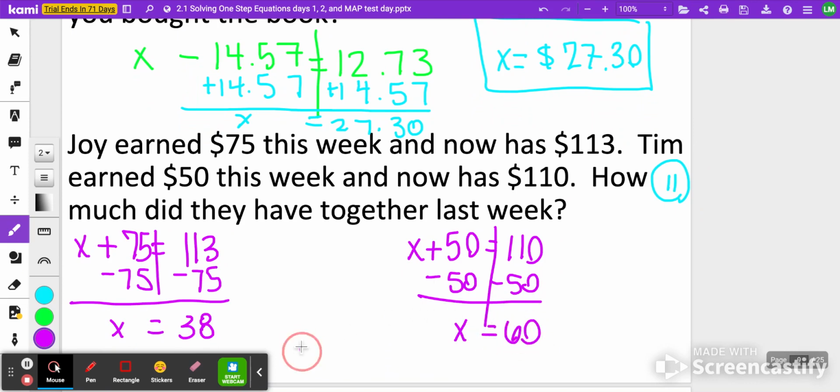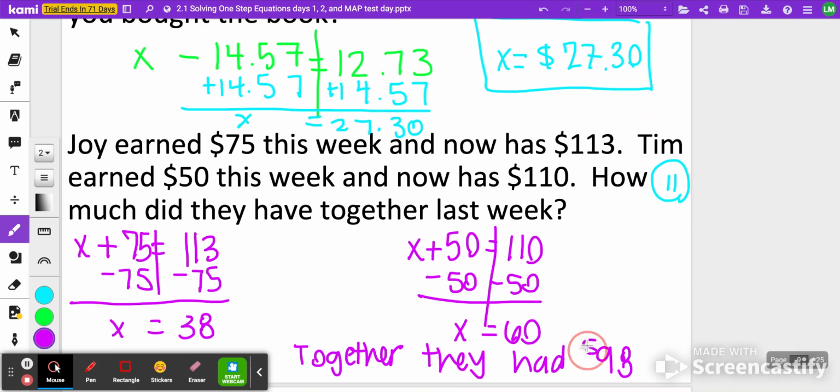So together, they had $98 last week, just because we add both of those values together.